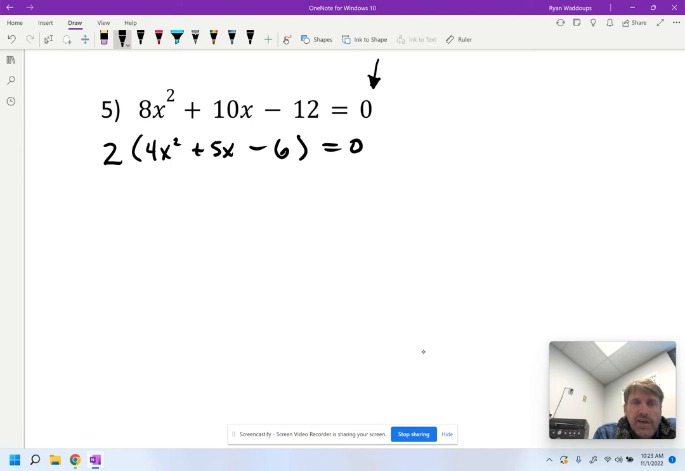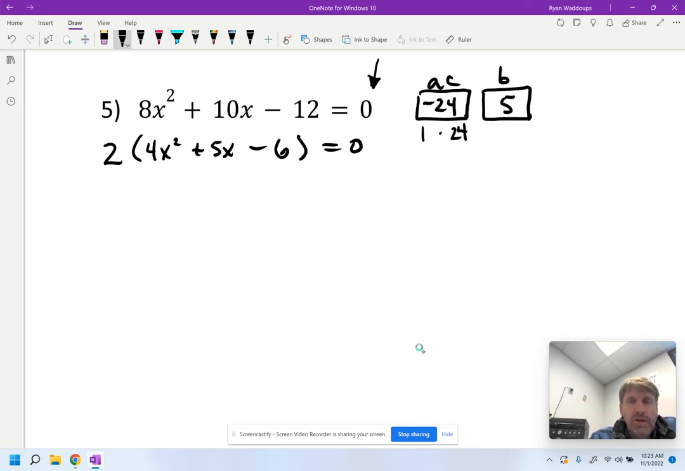Now I want to see what's my AC, and I'm going to just look at the inside of the parentheses. A is 4, and C is negative 6, so that's negative 24. AC is A times C. B is 5. So now I'm going to look for numbers that multiply to negative 24 and add to 5. And I'm just going to follow this kind of procedure here.